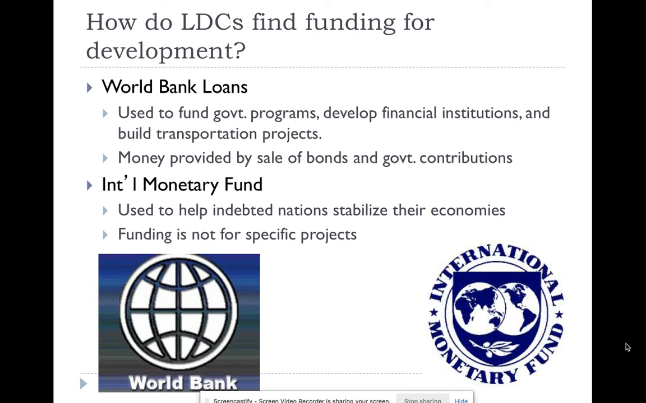The International Monetary Fund is another way that lesser developed countries can find funding. And this is used to help kind of in-debt nations stabilize their economy. So this has to go into legitimately just into the economy. It's not for specific projects like the World Bank, all right, but it's going into stabilize the economy so that they don't fail, so that the country doesn't collapse on itself. All right, so that's the IMF. Again, both organizations have faced scrutiny, but they also are attempting to do good things as well.